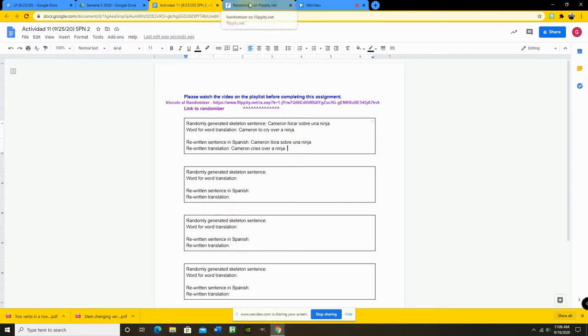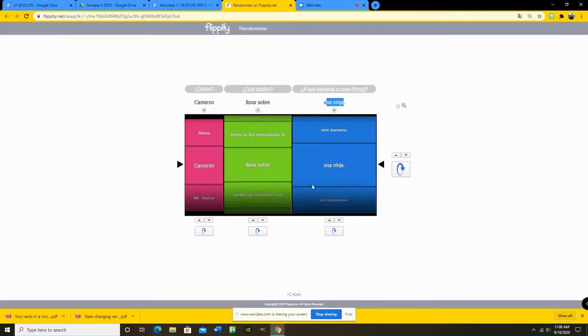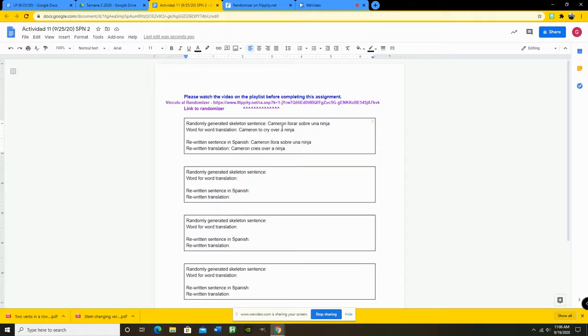So there's a few things that you're going to find with this randomizer is that some sentences may be missing words. So when you first write out your sentence, if it is missing a word, such as, let's say it didn't say una ninja, but just ninja, you would have to add that information in down here. So you will have to fill in the blanks. Some of these sentences won't exactly line up.